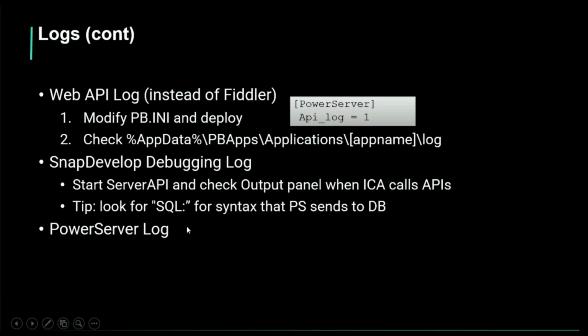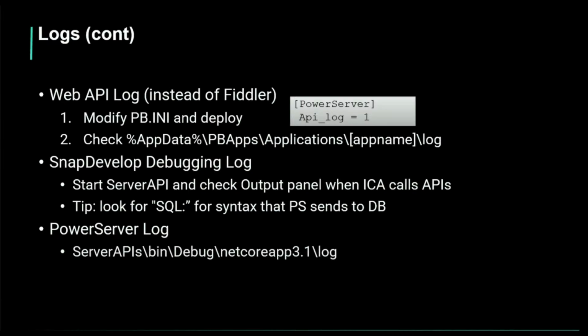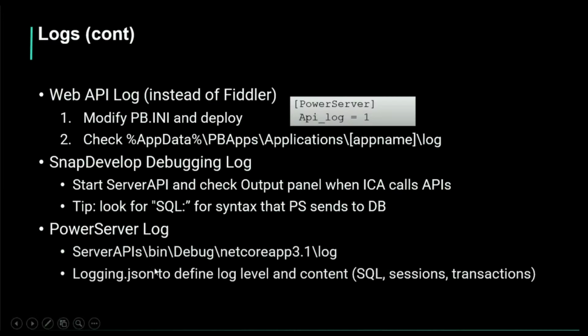The PowerServer log is stored under this default dir. You can change it in the Server API project's log4net.config file, and you can also specify the level of verbosity in the Server API project's logging.development.json file. For example, level of SQL, level of sessions, level of transactions.